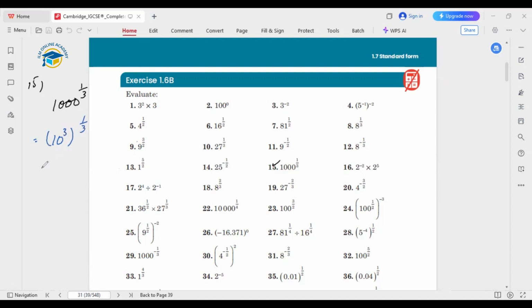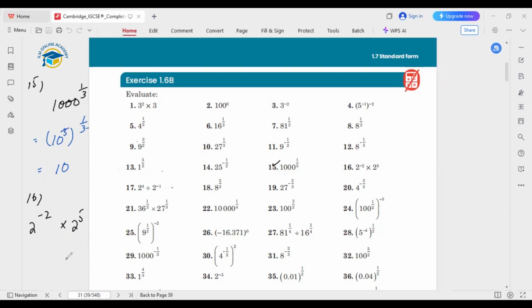This 1 by 3 outside as it is, cancelling the 3's together, and you are left with the 10 only. Okay. So you can check that indices makes your calculation very easy and quick. So we have 2 raised to the power -2 times 2 raised to the power 5. Again, the rule is going to be applied.